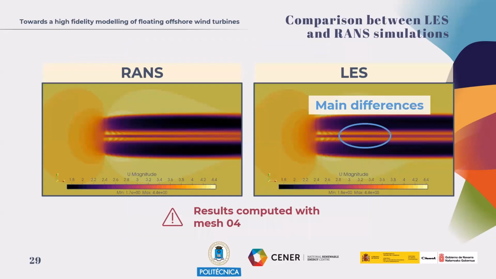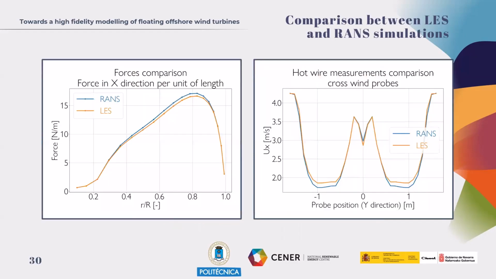If we do not model the wind turbine, what we can afford is to perform LES simulations. Here in the left picture, we have a RANS simulation, and we are showing the wind velocity field. Also, on the right, this model is an LES simulation. The main differences for this mesh, which was mesh 04, are located at the root wake. This is shown here, where we obtain more velocity deficit when we use RANS simulations, and also slightly bigger loads towards the tip.